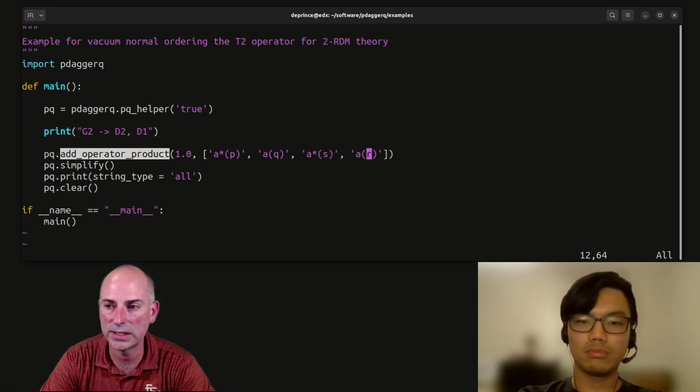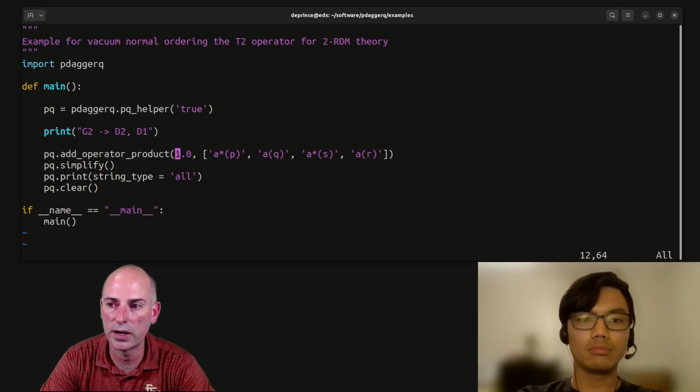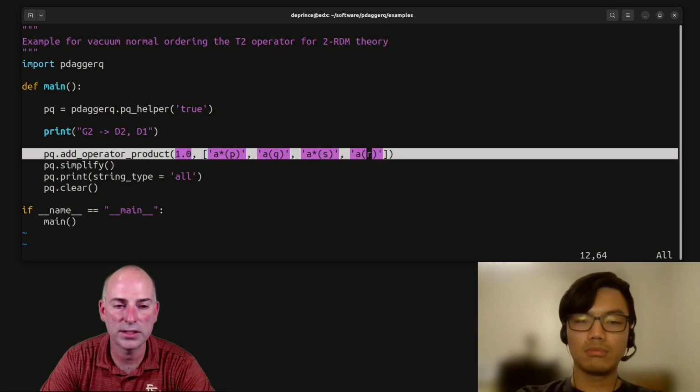And so what this does is it says, okay, I have my true vacuum, and I have a string of operators where I have a factor 1.0, and then a creation operator with the label P, annihilator, label Q, creator, label S, and annihilator, label R. I've used stars to denote the adjoint or the dagger. And then so this adds the string and brings everything to normal order automatically.